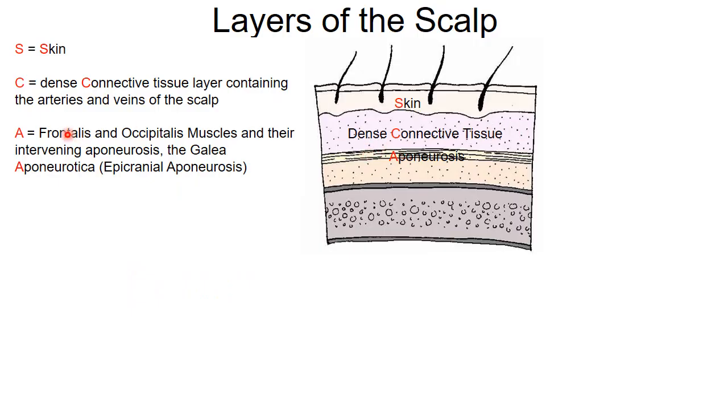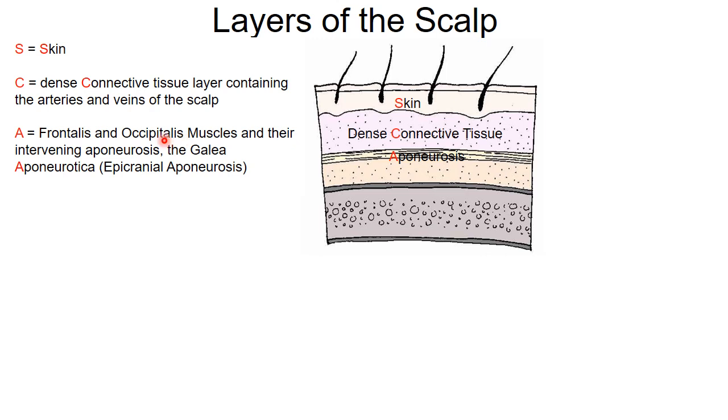Third layer. Okay, A in scalp is for aponeurosis. What we find, this is really the muscular layer right there, and that's where we find muscles of facial expression. I already talked about the frontalis muscle. There's also a muscle in back called the occipitalis. Quite honestly, I don't really know what it does or why it's important. I wouldn't worry about it.